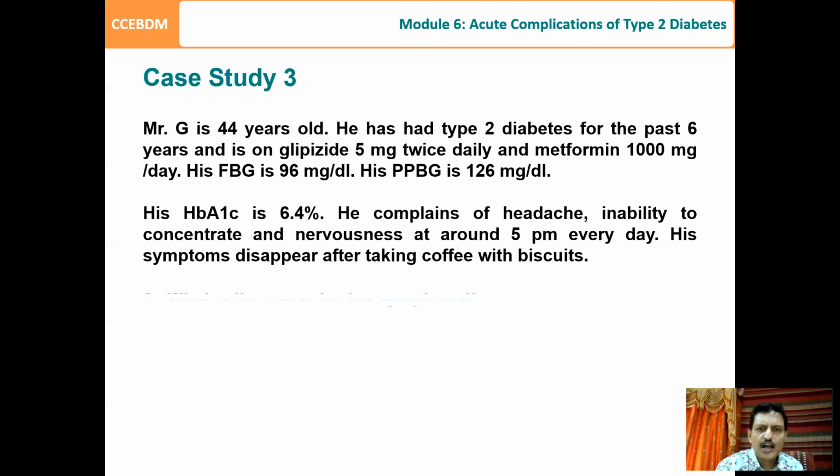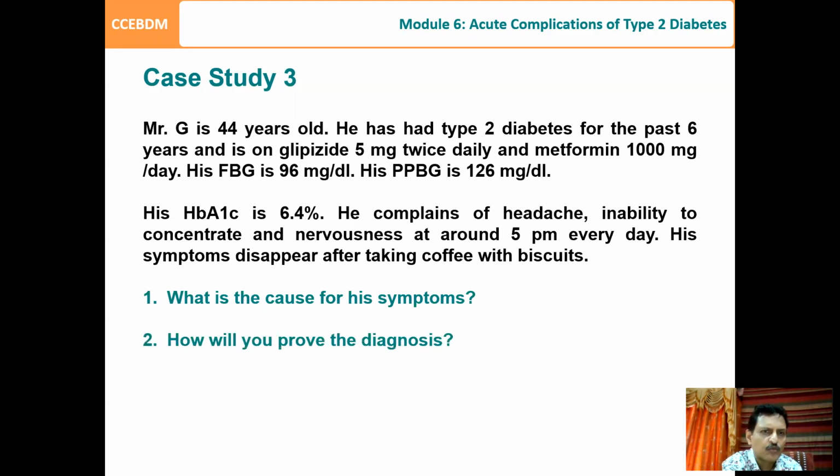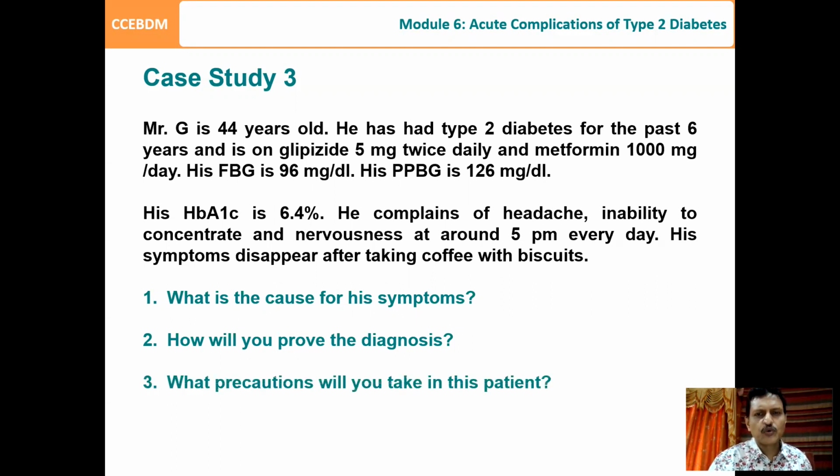Now, if you ask what is the cause of his symptoms, you can see that the HbA1c is 6.4. It means his blood glucose level is quite controlled. And these symptoms are possibly because of the development of hypoglycemia. So how we can prove the diagnosis is just to do a blood glucose test at the time when the patient develops the symptoms of inability to concentrate or nervousness. This is the best way to diagnose this condition.